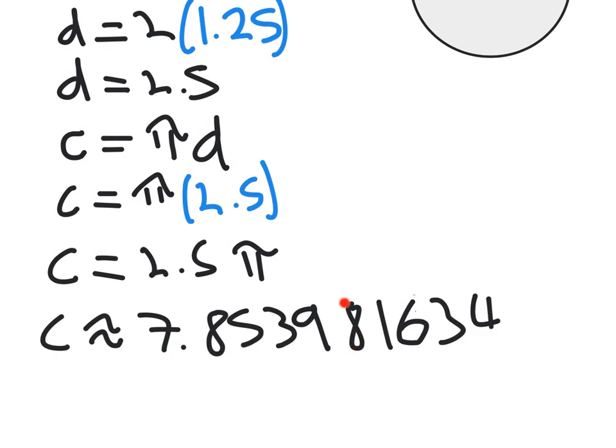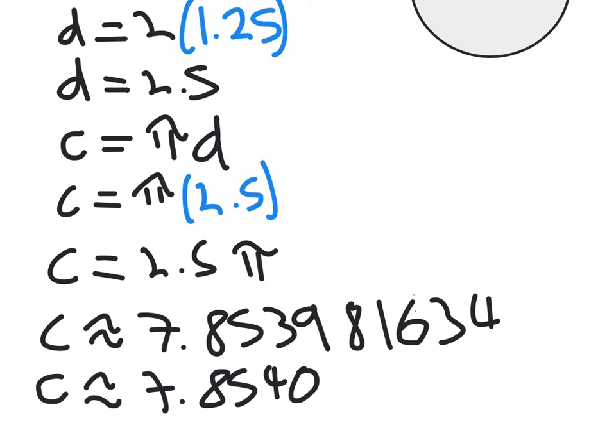So that 8's bigger than 5, so it's going to round our 9 up to a 0, because really it's rounding that 9 up to a 10. We're going to round this 39 up to a 40, just like rounding 39 up to 40. So our final answer here to 4 decimal places is that C is approximately equal to 7.8540, and that's in centimetres and correct to 4 decimal places. So that's our answer here.